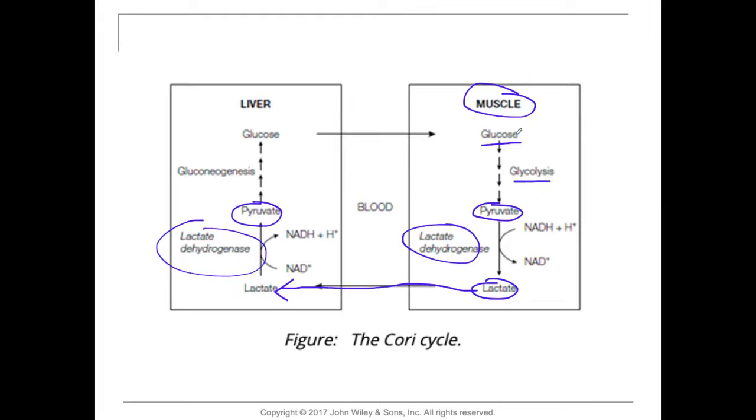Now, when we break glucose down, it's called glycolysis. When we go from pyruvate and we're creating glucose, that's gluconeogenesis. We're making new glucose. So from lactate back to pyruvate, back to glucose. This is called the Cori cycle.